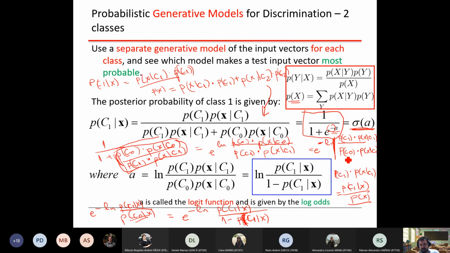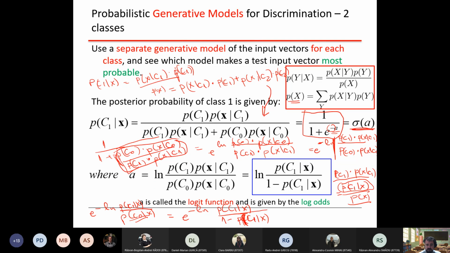So all that I did was to write P of C1 multiplied by P of X given C1 as being P of C1 given X multiplied by P of X. So I divided both the upper term and the lower term by P of X, and therefore we obtained P of C1 given X on top and P of C0 given X at the denominator, and then all we had to do more was to define P of C0 given X as being 1 minus P of C1 given X.